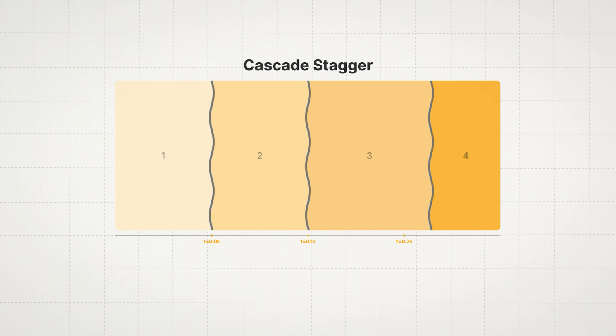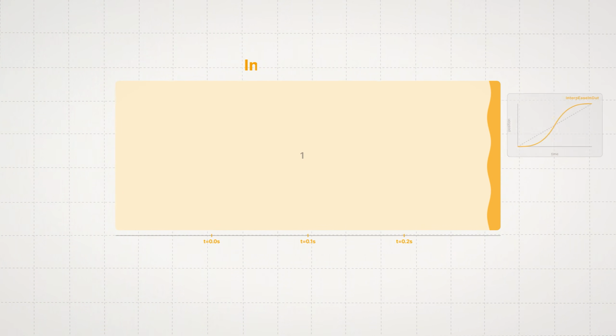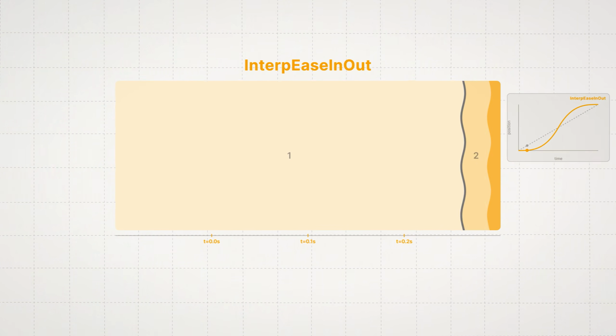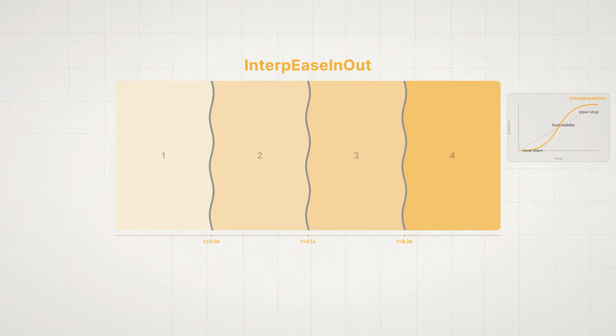And the cascade is a stagger. Each handle starts a tenth of a second after the last. Toggle off, and the order reverses. Rightmost plane exits first. And the movement isn't linear. It eases in and out. Slow start, fast middle, slow stop.